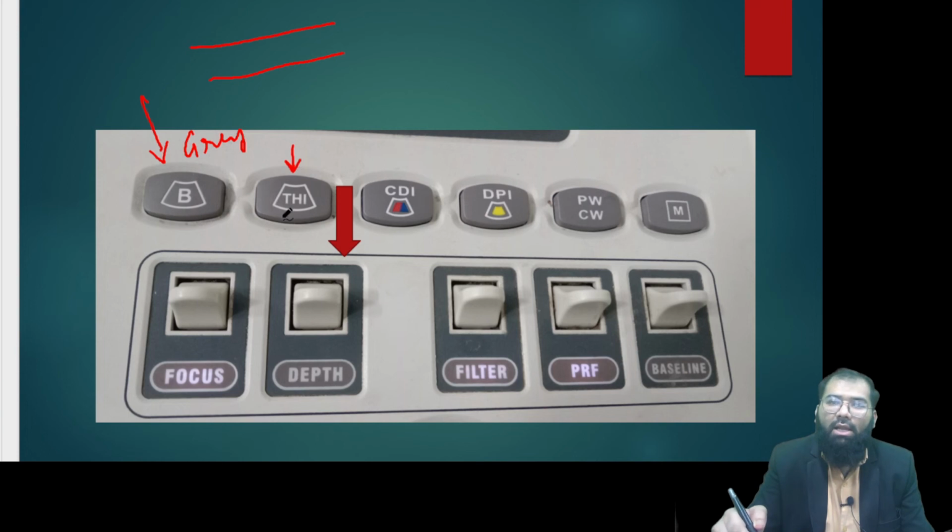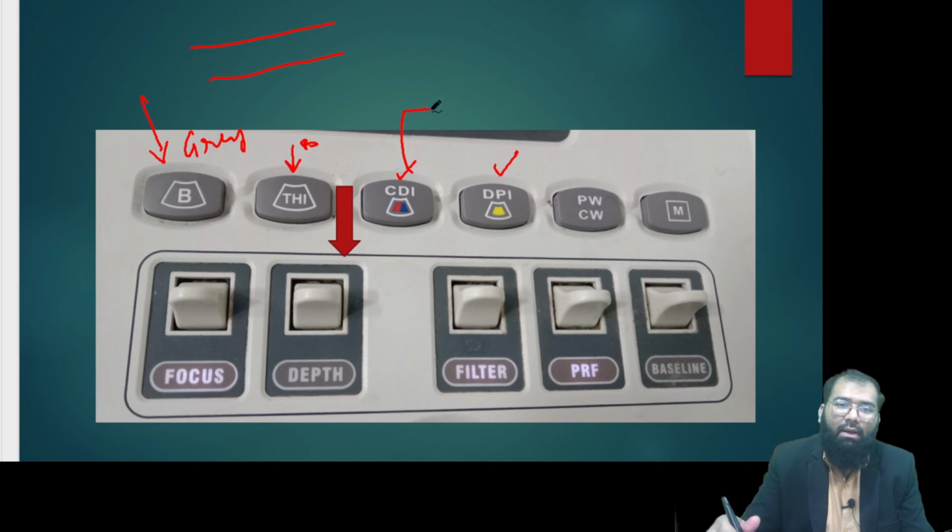Harmonic imaging, I'll come to this in our subsequent session. I won't tell you details now in this session, but it's a different type. But this is also a B mode imaging, a type of B mode imaging, special type. Okay. Now coming to color Doppler, power Doppler.